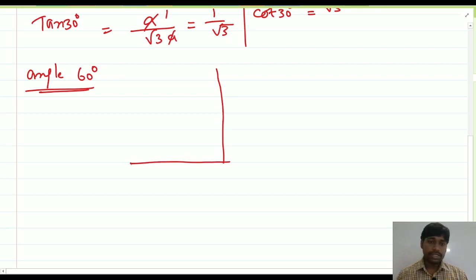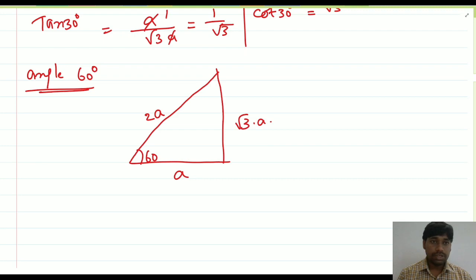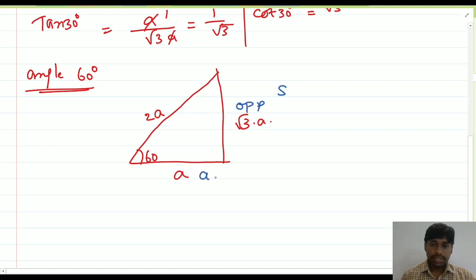What we extracted is 60 degrees. This became root 3 A, so this is A, and this equilateral triangle side is 2A. So from this we can write the rest of the trigonometric ratios. See, sine, this is the angle, right? Now this will become opposite. This is adjacent. Okay, this is hypotenuse.